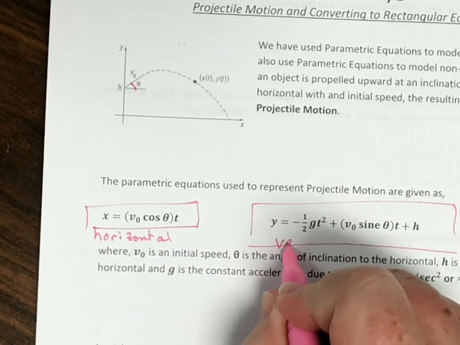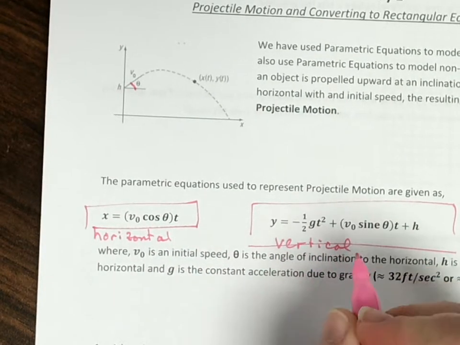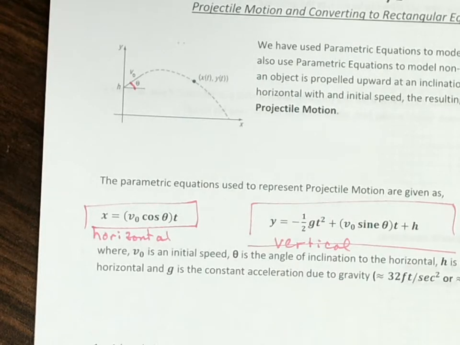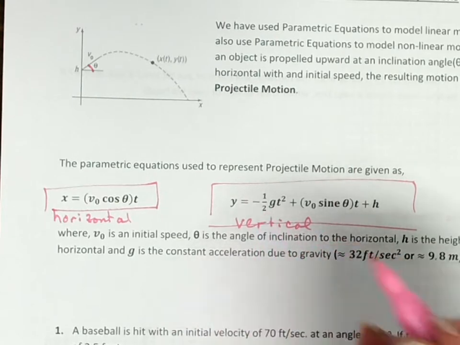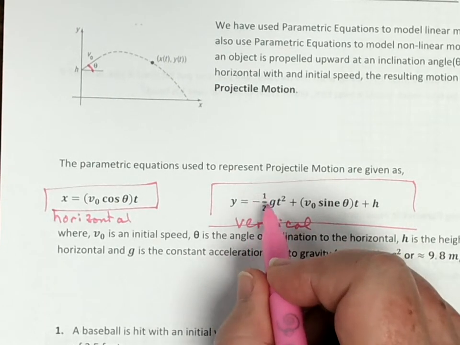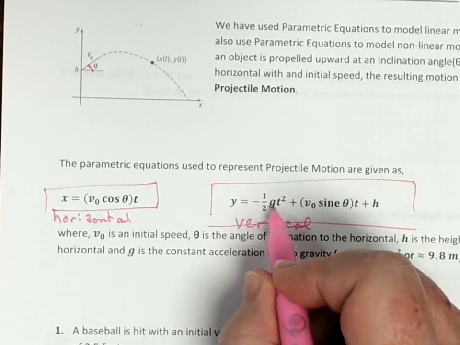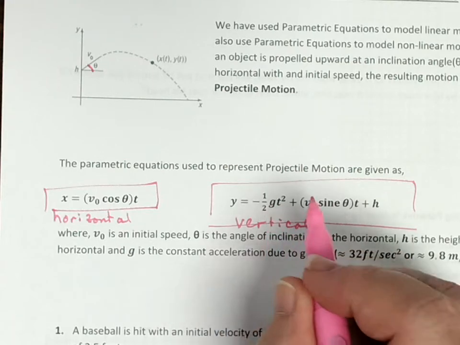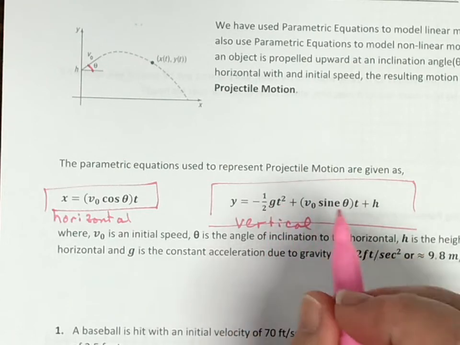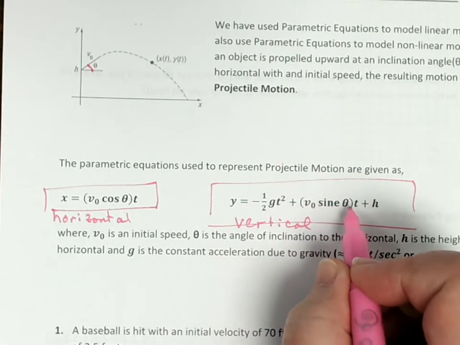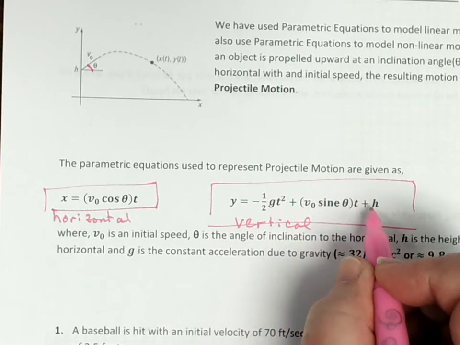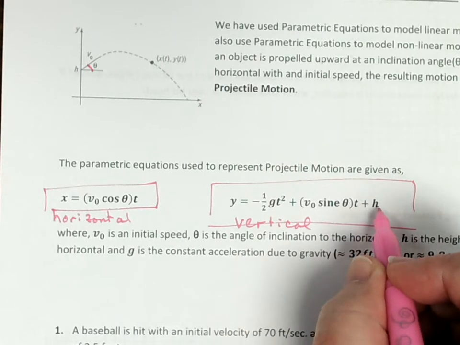And our vertical is a much more complicated equation. And this equation has to do with gravity. You've seen this in physics if you take a physics class. And the vertical equation is -1/2 times g, which is the variable for gravity, times t squared, plus the initial value times the sine of the angle, all times t, plus the initial height at which it was thrown.